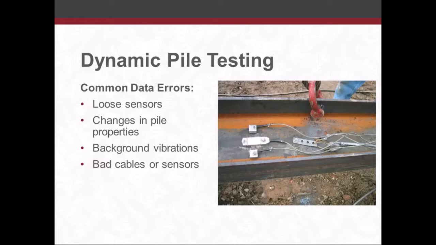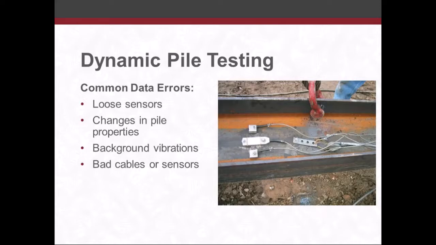So some of the common data errors we see, we could have loose sensors. We always check our sensors before we pull everything up into the leads to make sure everything's tight and working. But especially for piles that take a long time to drive, sometimes the bolts will loosen up, which we can see from the data, and we can make that adjustment as the pile is being driven. There could be changes in the pile properties. Sometimes with spiral welded pipe piles, if we get our sensors too close to that thicker weld, that's going to alter some of our data that we need to be aware of.